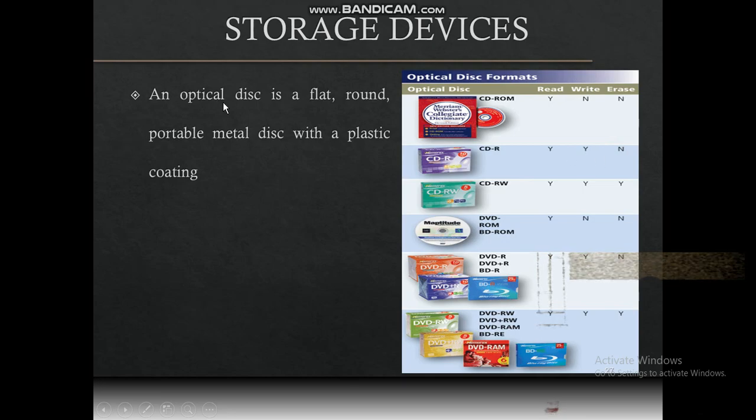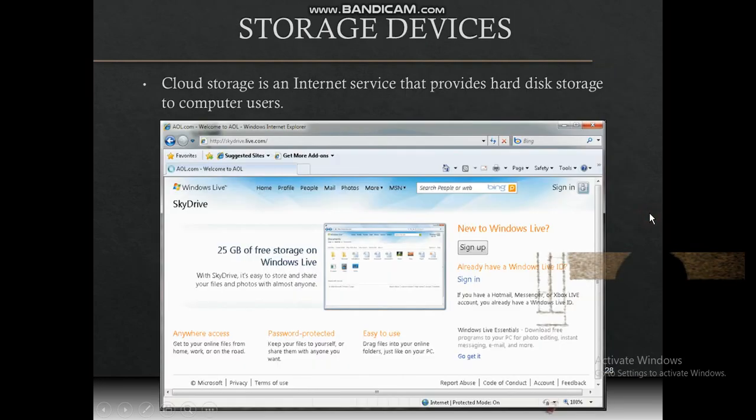We also have different types of optical discs, which are flat, round, portable metal discs with a plastic coating. That's the CD. We have the CD-ROM, which can only be read; it cannot be written or erased. While we have the CD-R, we have different categories of it.